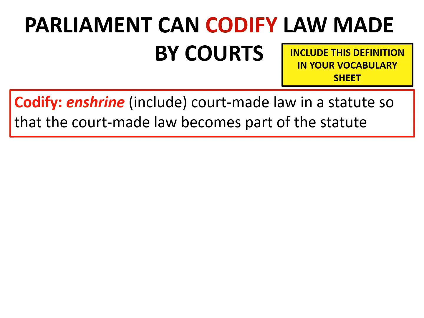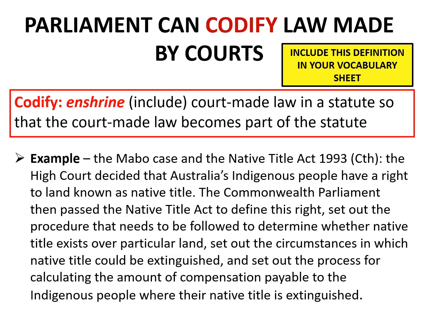An example of where Parliament has codified court-made law is when the Commonwealth Parliament passed the Commonwealth Native Title Act of 1993, which enshrined law made by the High Court in the Mabo case. As you'll recall, in the Mabo case, the High Court overturned the common law rule that Australia was presumed to be uninhabited, that is, terra nullius, when Australia was settled by the British.